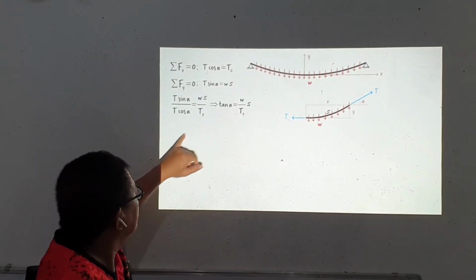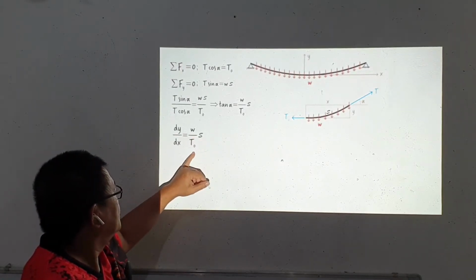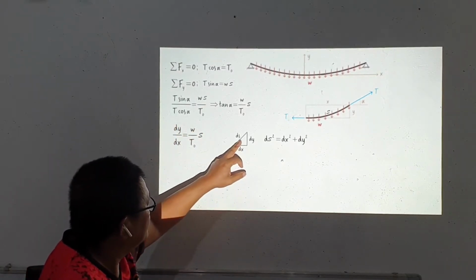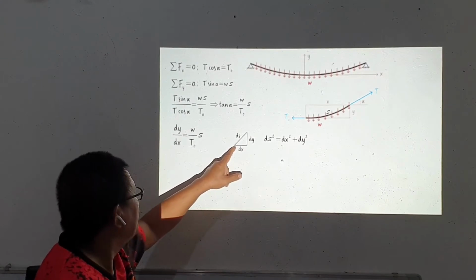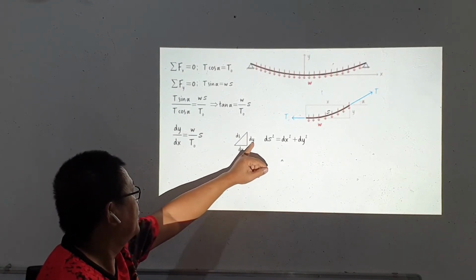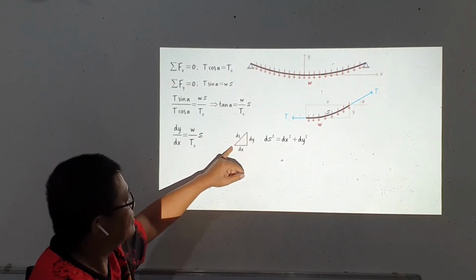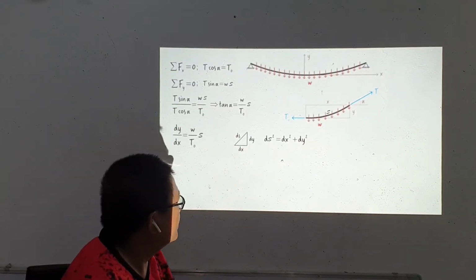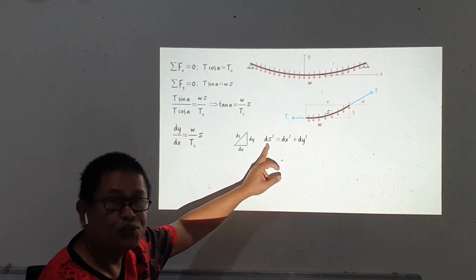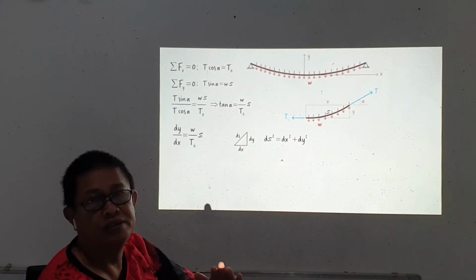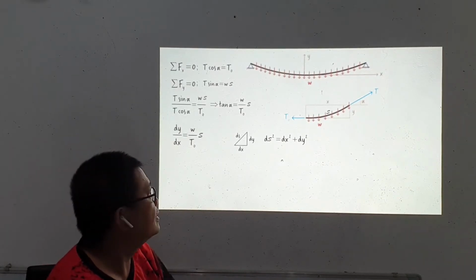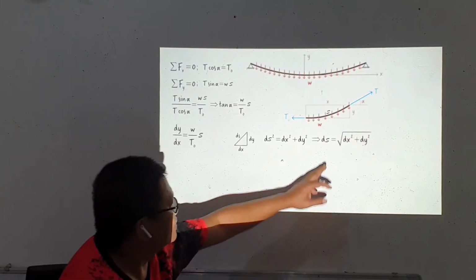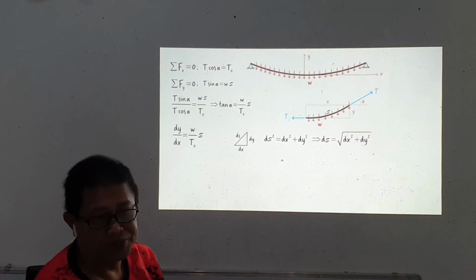So from here, the same, dy/dx is ws over T sub O, and this dy/dx actually is taken from the slope of the tangent at any point. We have dy and dx. The hypotenuse is ds, and from this triangle, which is a right triangle, we can just solve for ds by the Pythagorean theorem. ds squared, the hypotenuse squared, is equal to the sum of the squares of the two legs. ds squared is equal to dx squared plus dy squared, and then ds is equal to the square root of dx squared plus dy squared.